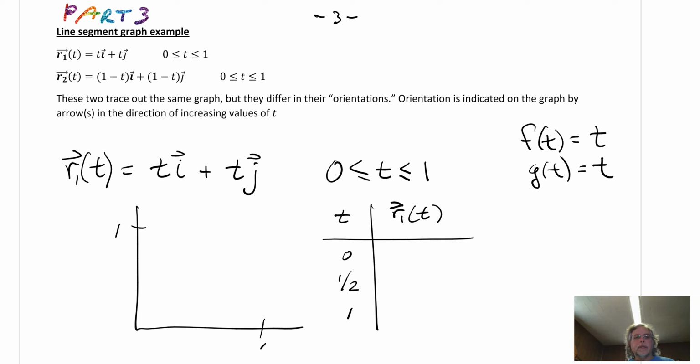This is Math 261. This is section 12.1 on vector valued functions, and this is part 3 on page 3. And on this page I want to dig into graphing a couple of vector valued functions. R1 of t is equal to t times i plus t times j.